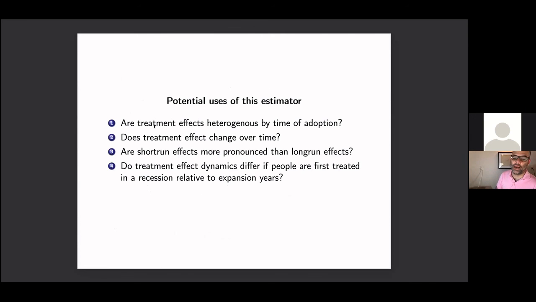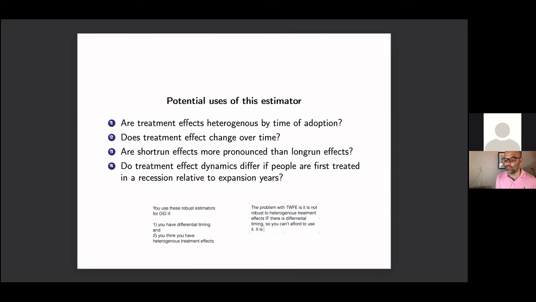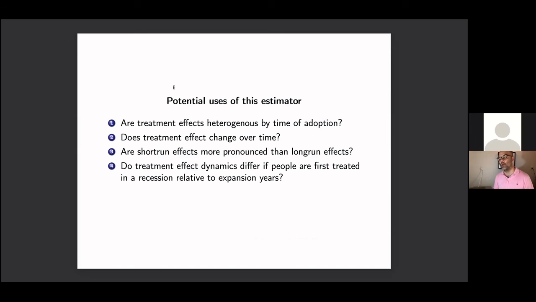So when are you going to do this? If you think you have heterogeneous treatment effects, if you think treatment effects change over time, that's when you're really going to use this. You use these robust estimators for DID if, one, you have differential timing, and two, you think you have heterogeneous treatment effects, right? From now on, you're going to skip two-way fixed effects, because the problem with two-way fixed effects is it is not robust to heterogeneous treatment effects if there is differential timing. So you can't afford to use it. It is, as we saw, even potentially the wrong sign. Okay, so you cannot afford to use it. You've got to go directly to a robust estimator like Callaway and Santana.